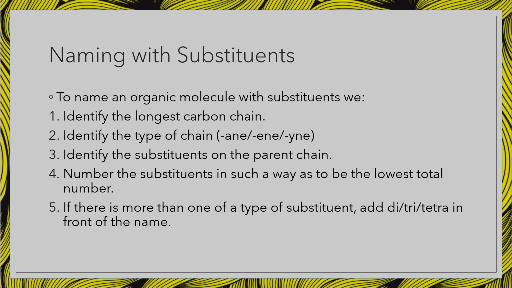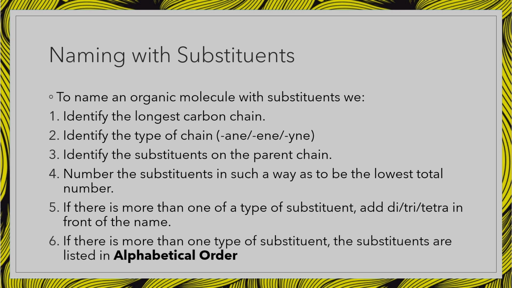Okay, now you'll pick it up as we go, but the key thing is just to remember those 5 basic rules. Okay, 6 basic rules. I forgot one. If there's more than one type of substituent, the substituents are listed in alphabetical order. So for example, ethyl comes before methyl, chloro comes before fluoro, so on and so forth. So if we remember those 6 rules, we should have no problems.